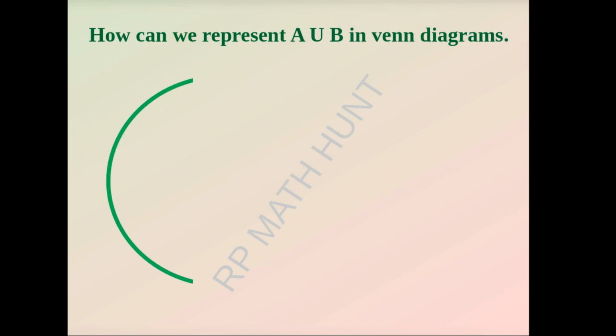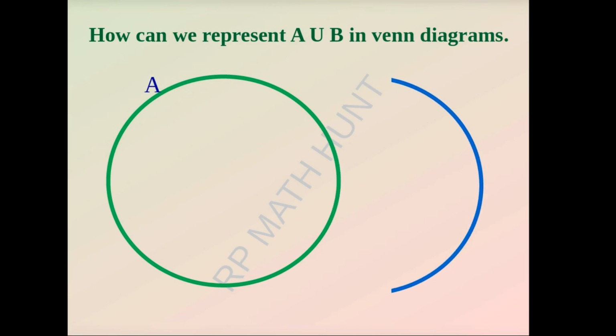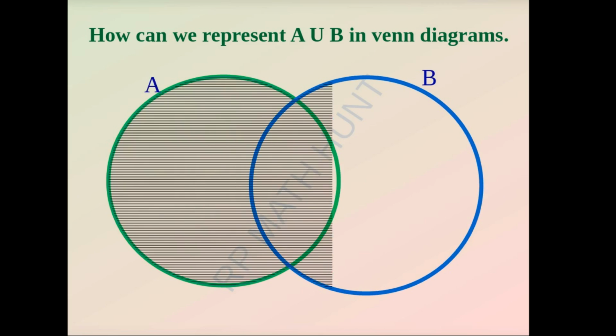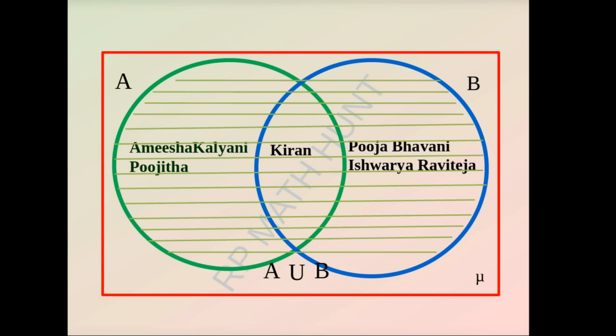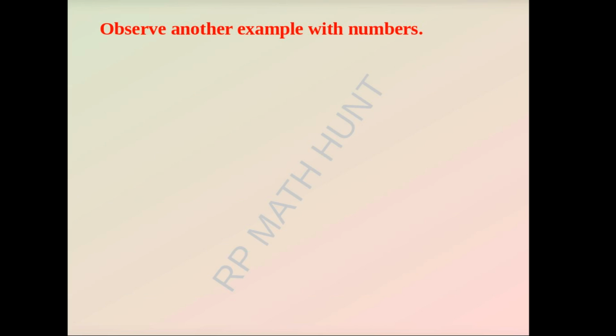My dear children, observe on the screen carefully set A and set B. We have taken two sets in the form of circles, and the entire region of A and B is said to be A union B.